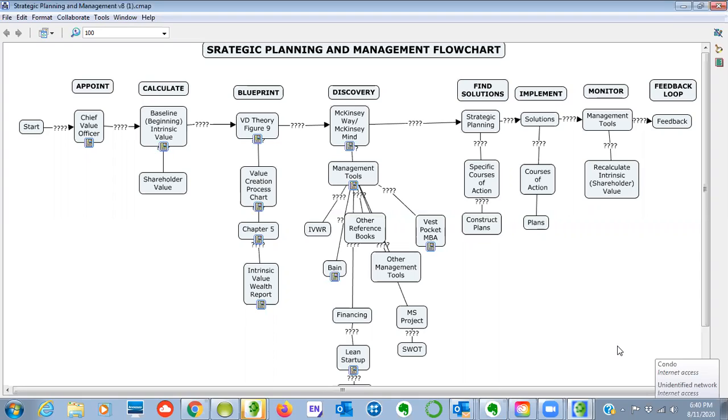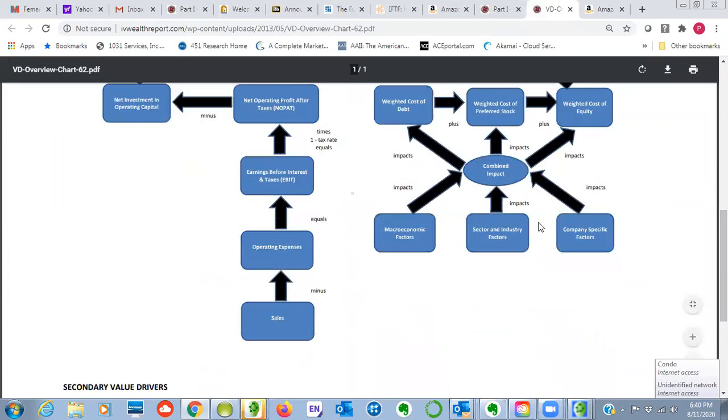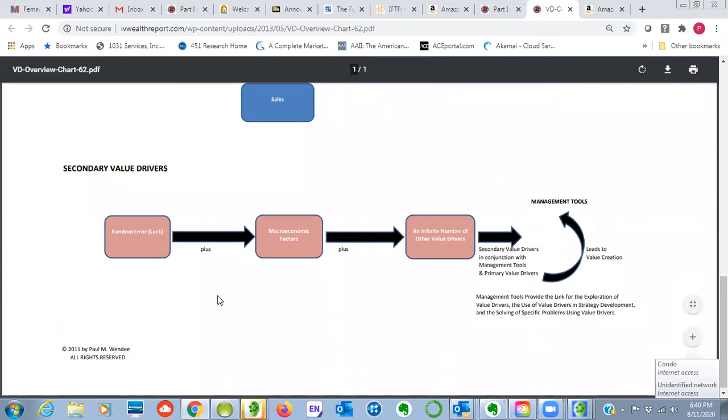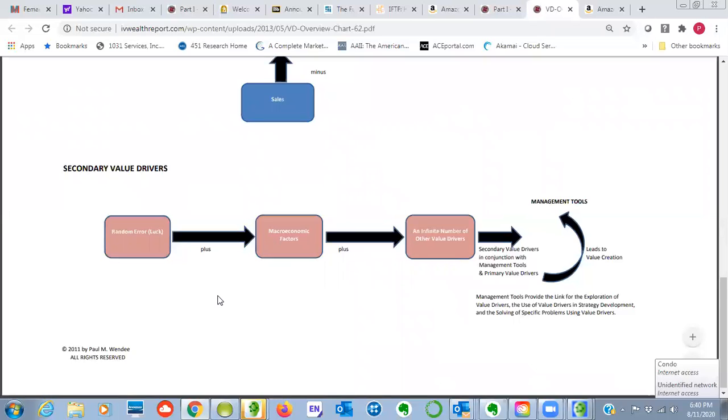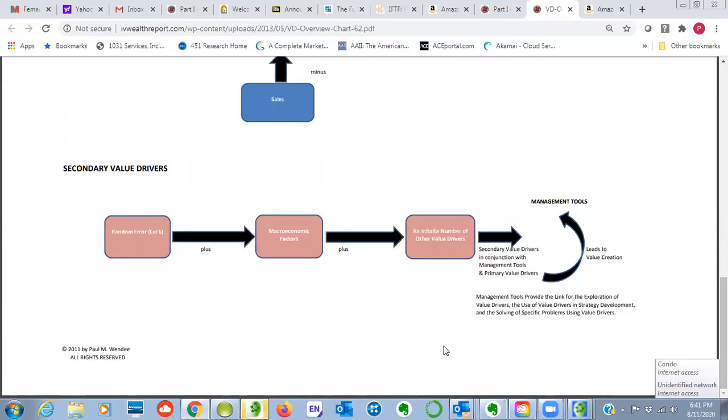Anyway, the point is that we want to calculate the beginning intrinsic value. When I say the beginning, I mean the baseline, because as we go through the strategic planning and management process, we want to see if what we're doing is accomplishing something. Looking at this chart again, our job is to start with a collection of raw materials, these variables we'll call the secondary value drivers, of which there's an infinite number. We'll talk more about that in financial management. We use some management tools to identify them, manipulate them, and work with them strategically.